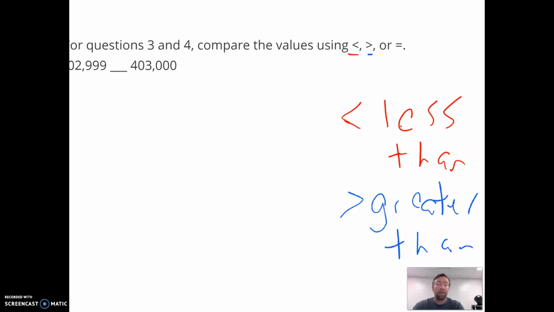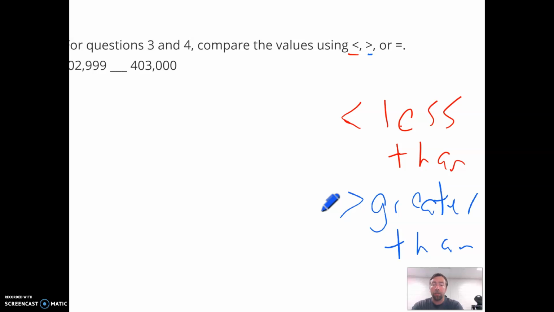So I always think it always opens up to the biggest number. So if it's going this way, it's opened up to the second number. That means the first number is smaller. It's pointing at the smaller number. So that means the first number is less than the second one because the second one's bigger. If it's opened up to the first number, that means the first number is greater than the second because it's opening up and showing the first number is bigger.